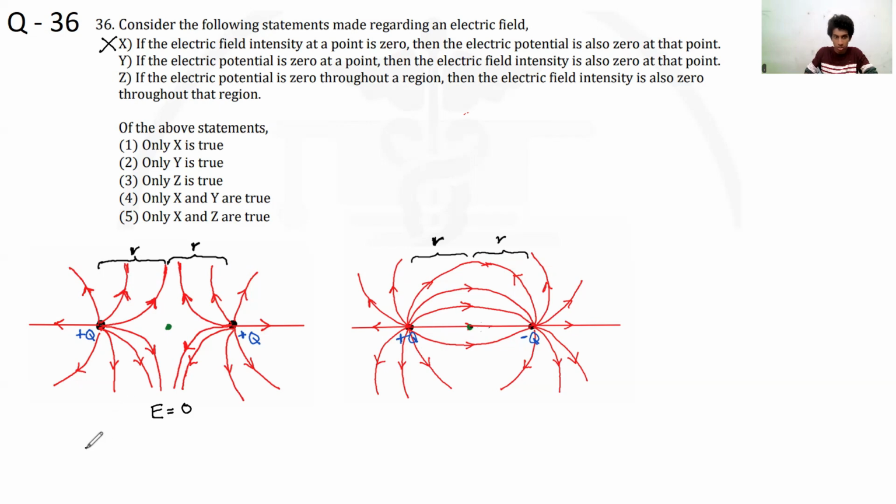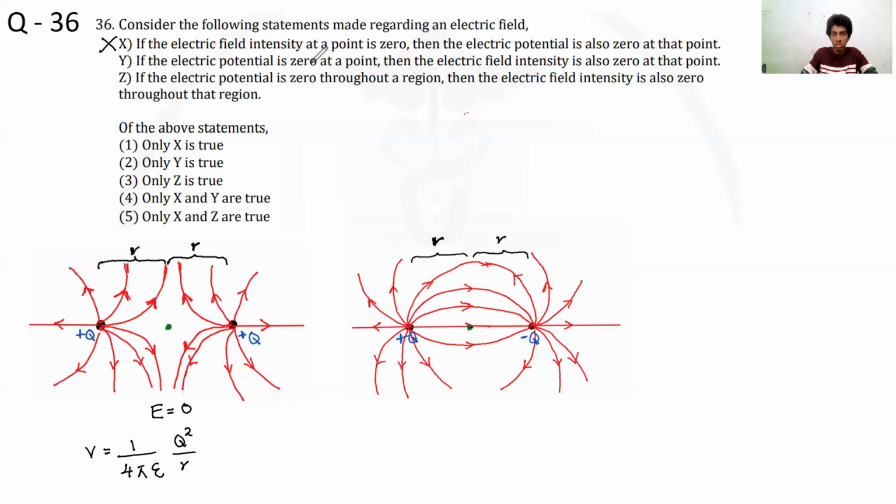So the electric potential V at that point can be written as 1 over 4 pi epsilon times Q squared over R. Therefore, though the electric field intensity at this point is zero, there is an electric potential at that point. The electric potential is not zero. Therefore, X is wrong. Why?